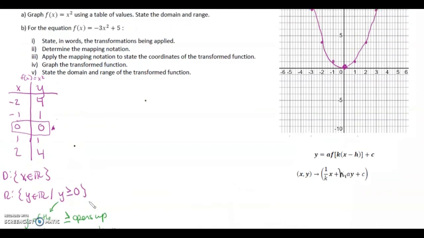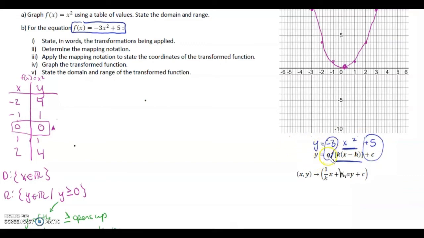Now let's take a look at our new function. f(x) = -3x squared + 5. So if we line this up with y = a(x - h) squared + c, we can see that we have an a value of negative 3. The x just stays as x squared, so there's no transformation on the x. And then the c value is 5.